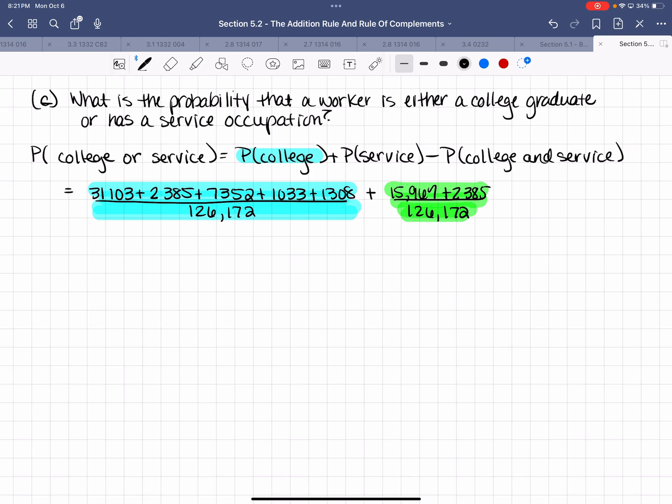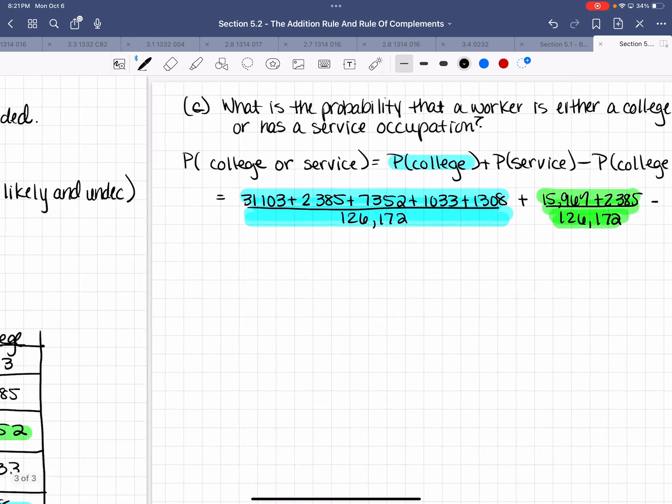Okay, can you tell me what the probability of college and service is? Who is the overlap number? 2385. Good. Minus 2385 over 126172. Now, you could see that if I flip back over to the chart, if I hadn't colored on it too much.